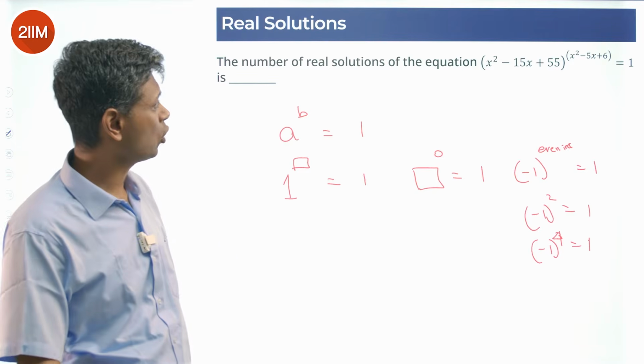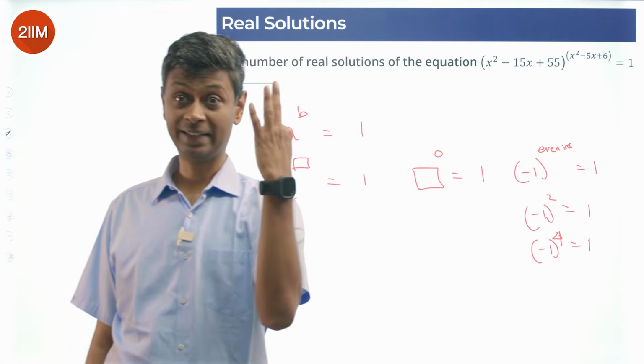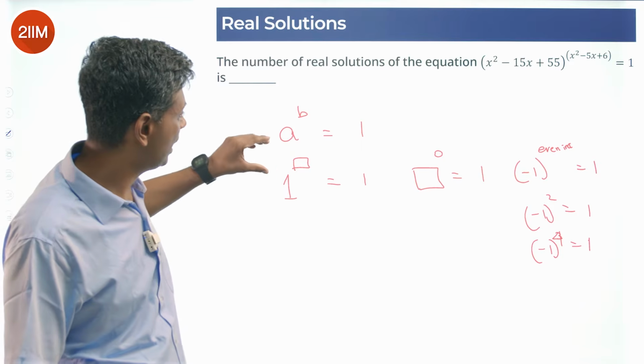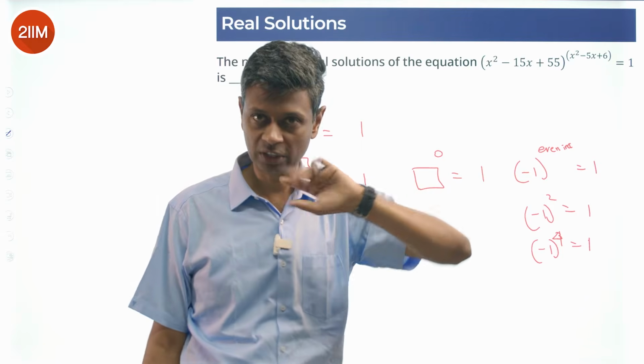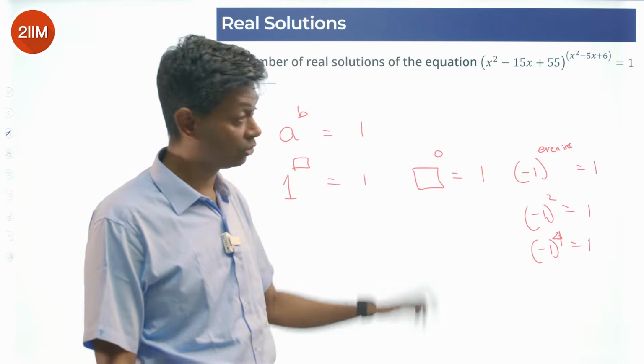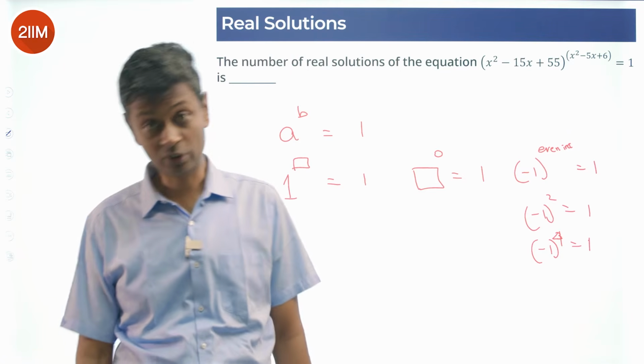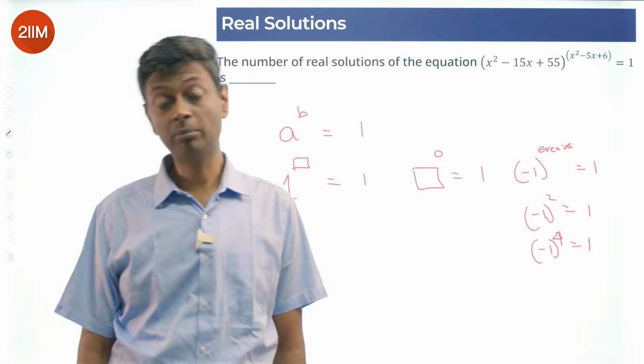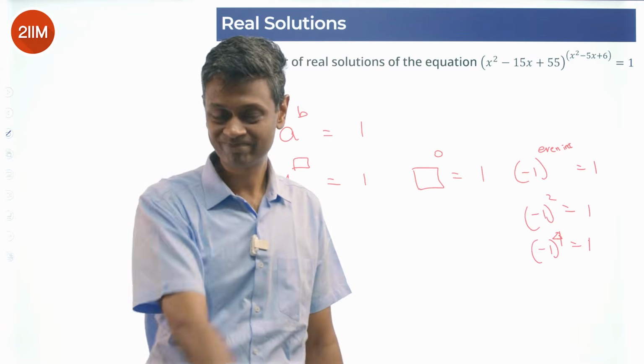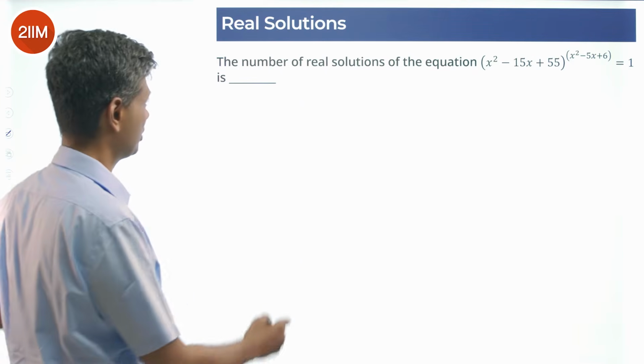Right? So, for solving this equation, you have to solve 3 categories. Put the base equal to 1 and solve for that. Put the power equal to 0 and solve for that. Put the base equal to minus 1 and solve for that, find x, plug that in the power, and verify if it's an even number. Okay. We're going to do all 3. Let's go step by step.